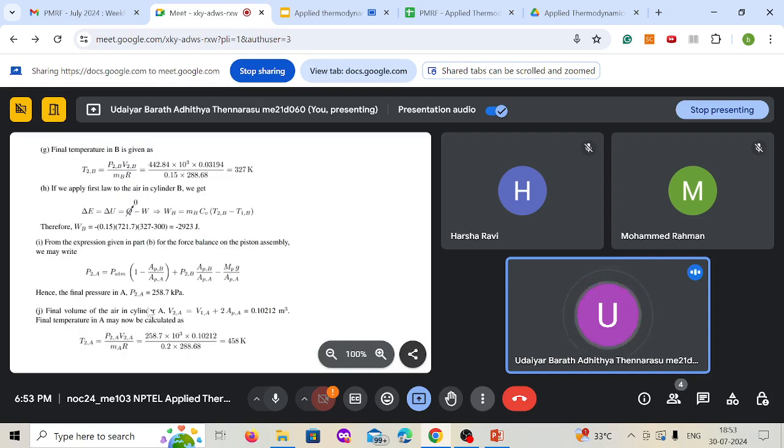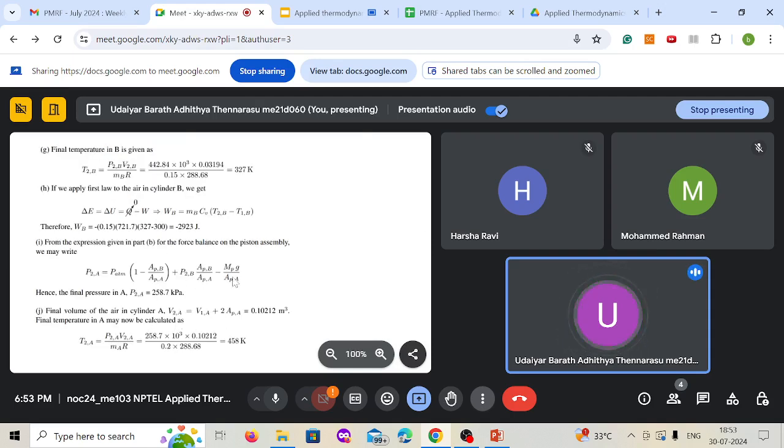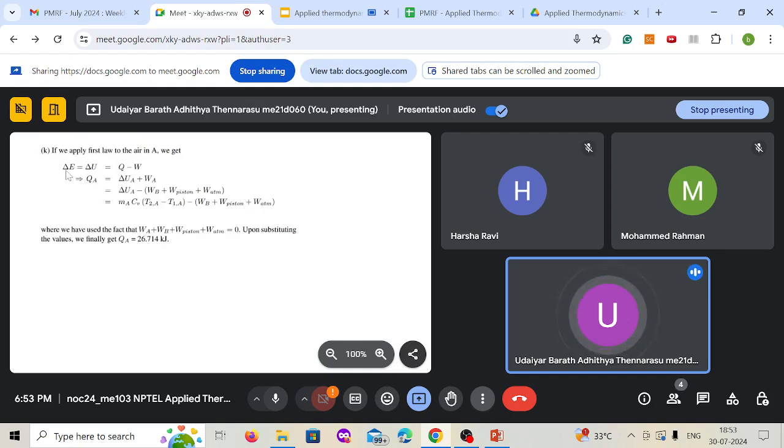So we have found out the final volume. Next is to find out the heat transfer, the heat which we have supplied to cylinder A. So again we will apply an energy balance across cylinder A. For any process, the first law: delta U is Q minus W. So Q will be your change in internal energy plus the work which we have supplied.